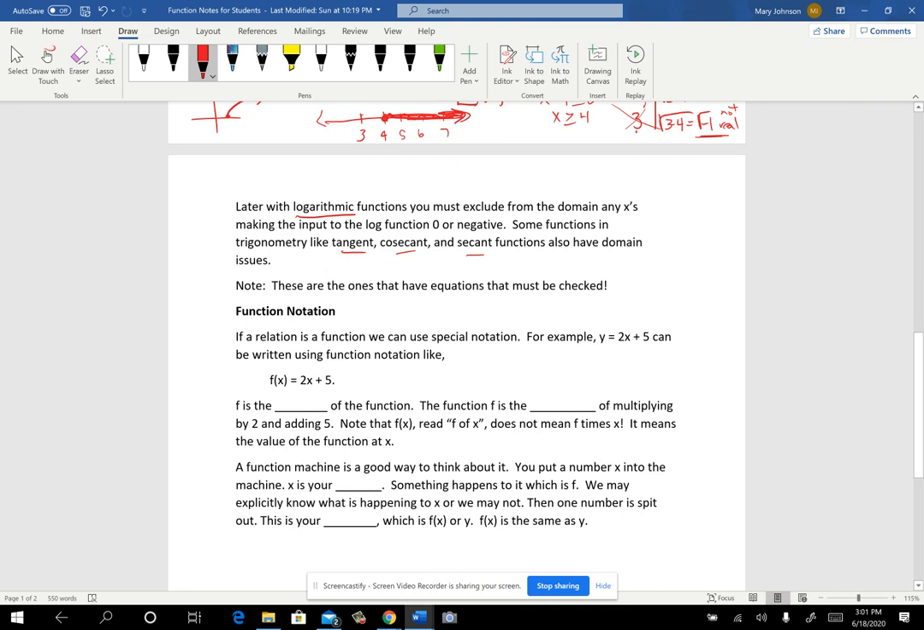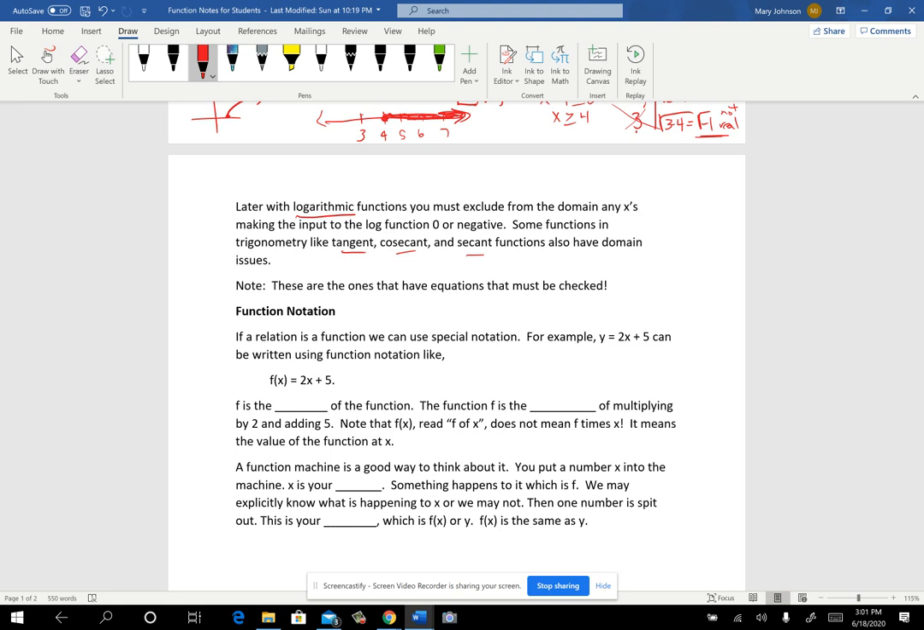And when you have functions that have domain issues, that's why when you wind up dealing with equations that are based on these functions, you have to check them. You might do the algebraic process correctly, but the answers would have to be checked because they might turn out to be extra or extraneous solutions. Okay?